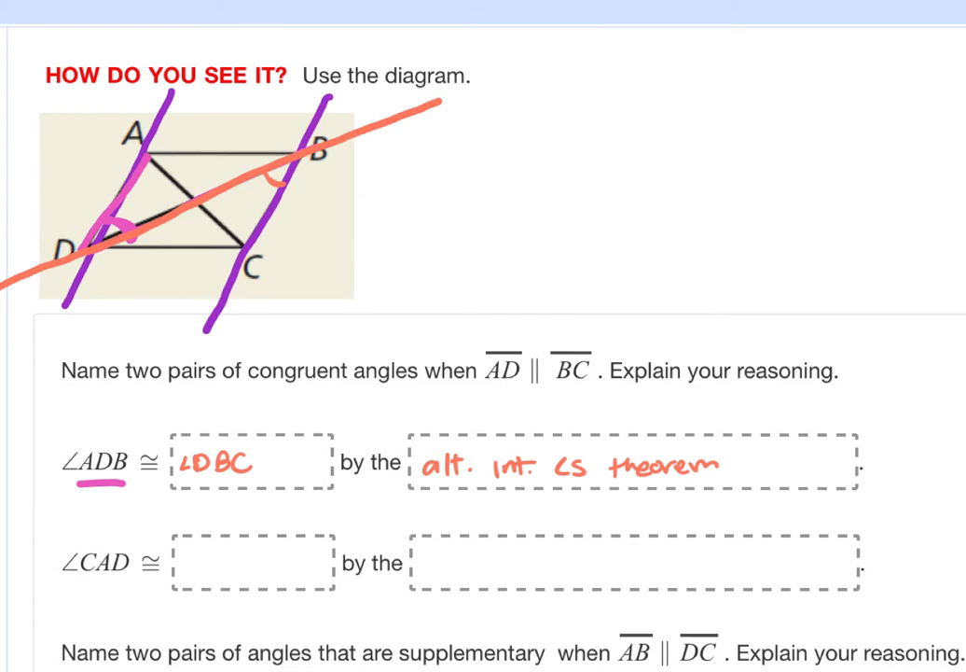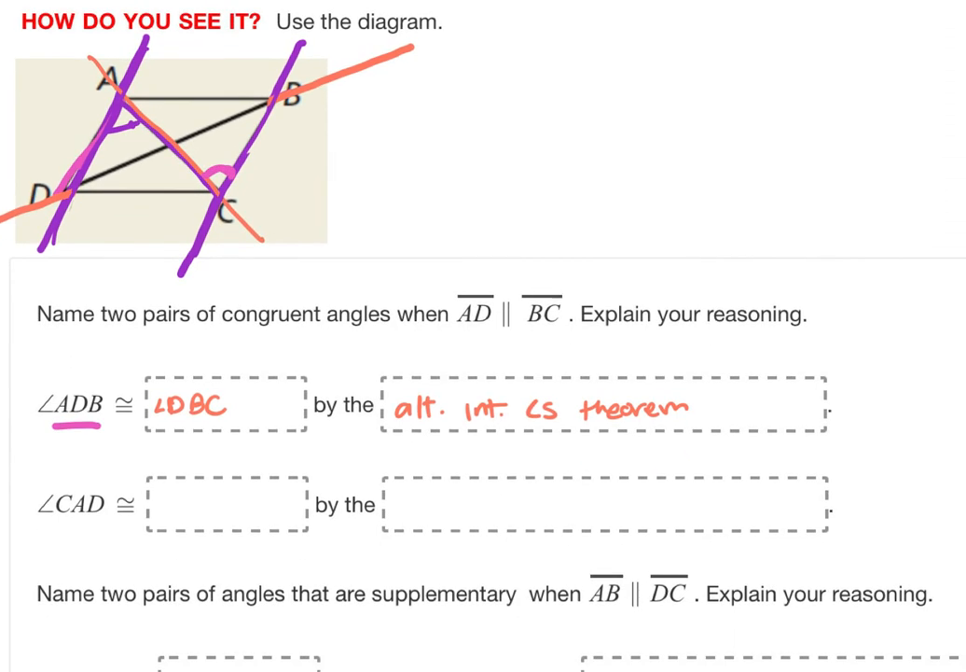When you look at the next one, it says CDA. So now CDA, CAD, thank you, is the other angle. CAD is this angle here. So now we're treating this as the transversal. So you're looking at these same two parallel lines, but the other transversal. And that will be congruent to this angle, which is ACD.